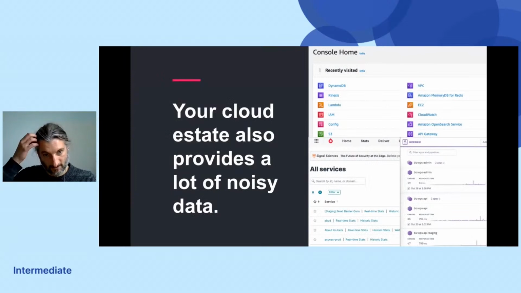Now, the reason I start with this is because I think it's quite a good analogy for your cloud estate if you run anything of any kind of large complexity. There's lots of consoles, portals, dashboards, alerts, monitoring, logs. There's an awful lot of data and information and noise coming out.